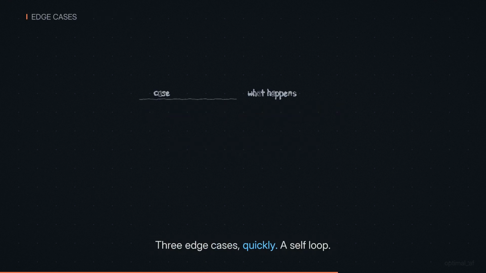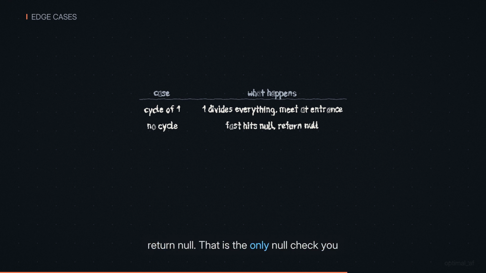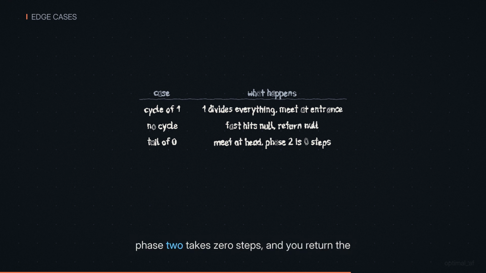3 edge cases quickly. A self-loop. Cycle length 1, so it divides everything, and they meet at the entrance every time. No cycle at all. Fast runs off the end, and you return null. That is the only null check you need. A tail of 0. They meet at the head. Phase 2 takes 0 steps, and you return the head.